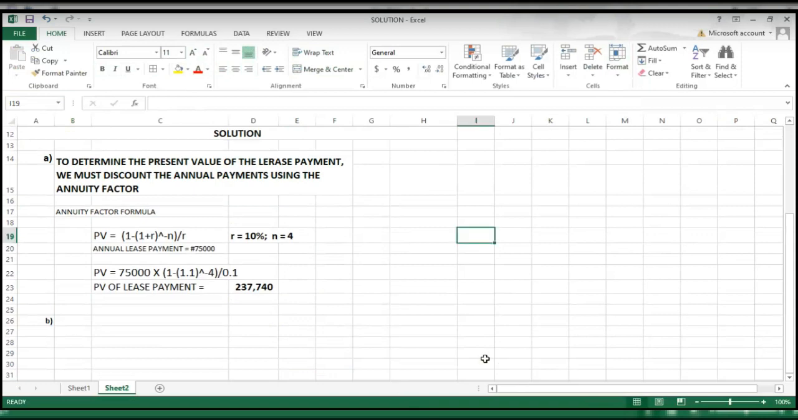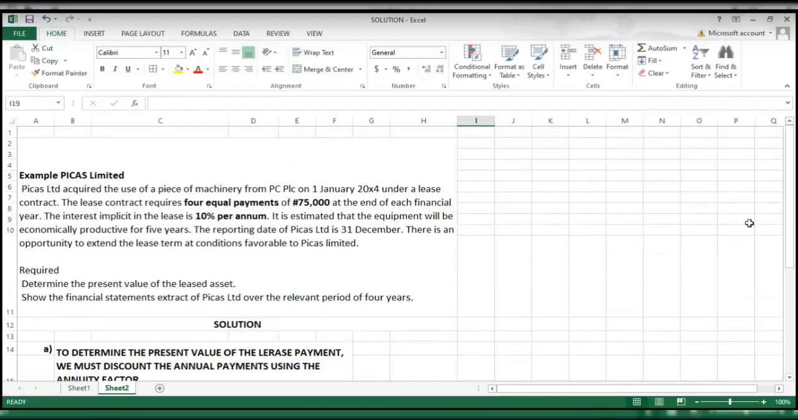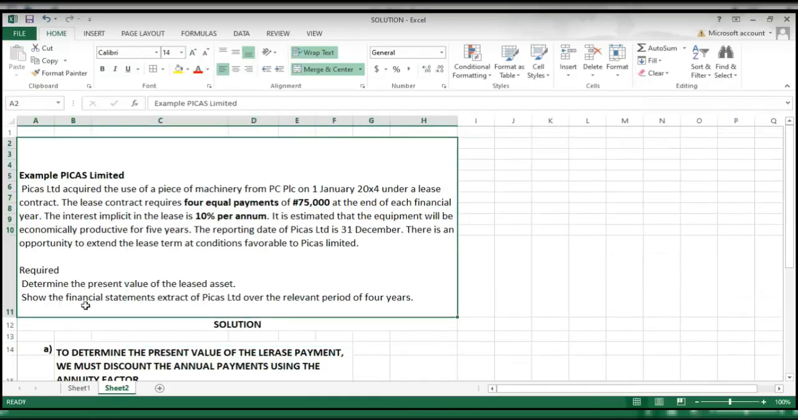So I go to question part B of the question. Let's see what part B says. So we should show the financial statement extract of Pickers Limited over the relevant year period. So now that we have determined the present value of the lease, what are we supposed to do? We need to also determine the value of the right of use asset. The present value is the liability that must be paid, and if you look at this information, there is no other information telling us what else we need to add.